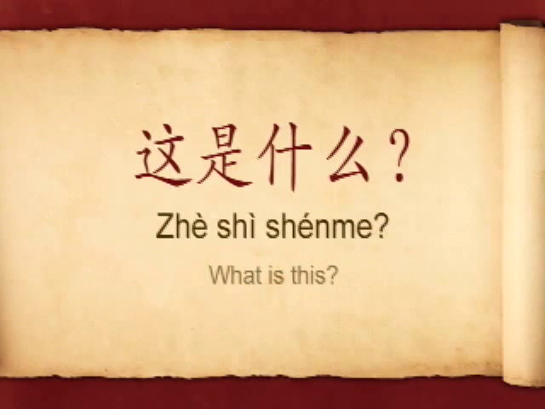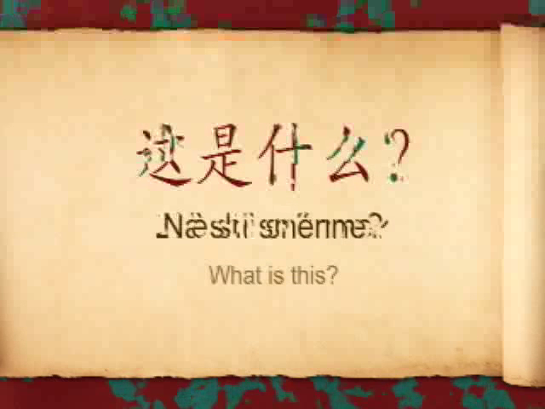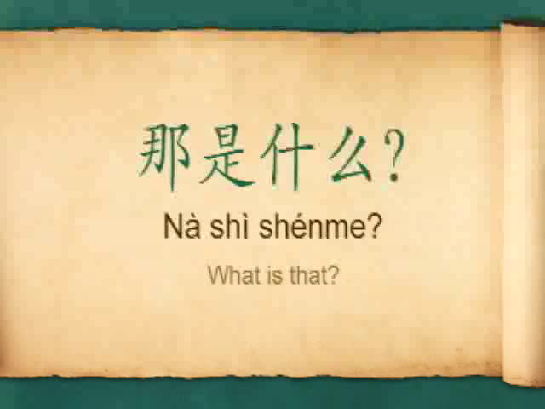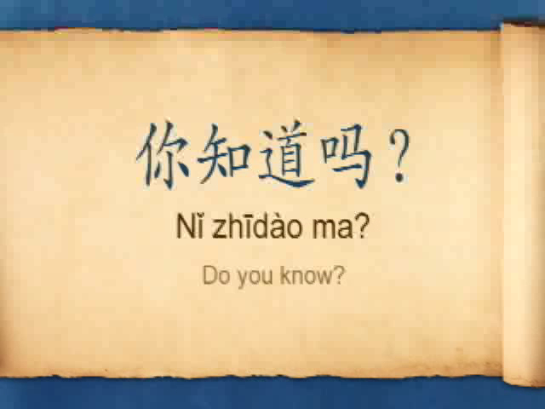What do you think the teacher was asking the student? Yes, he was asking her to identify and name some objects. He asked three questions. First, he asked, 这是什么? What is this? Then he asked, 那是什么? What is that? His last question was, 你知道吗? Do you know?